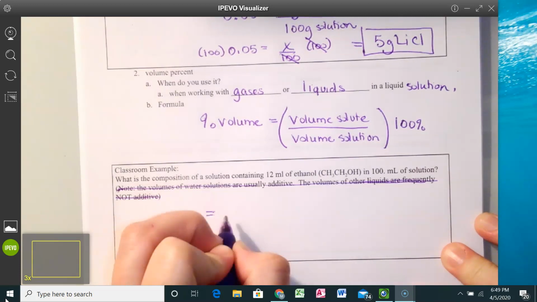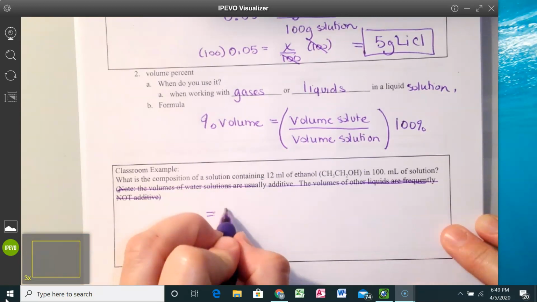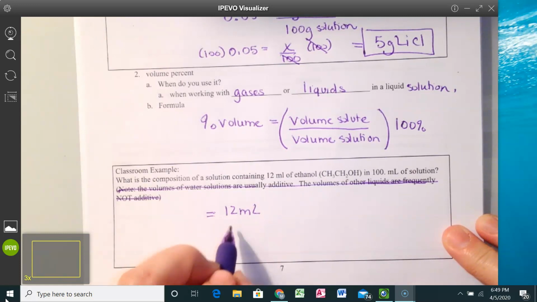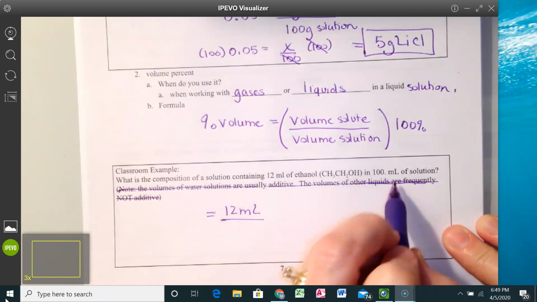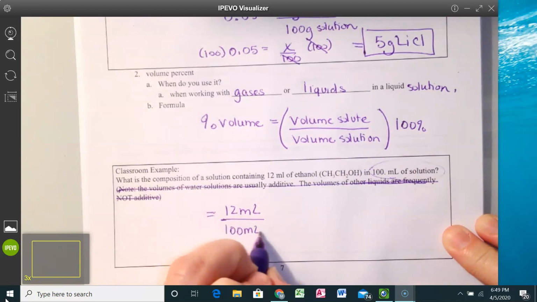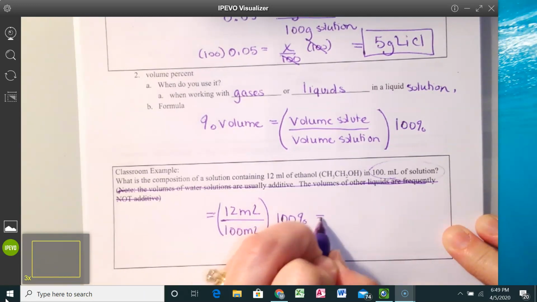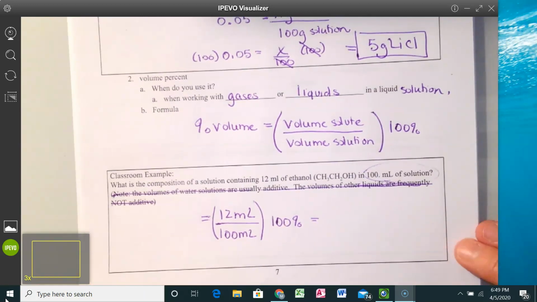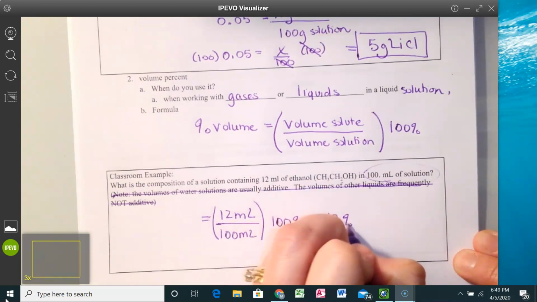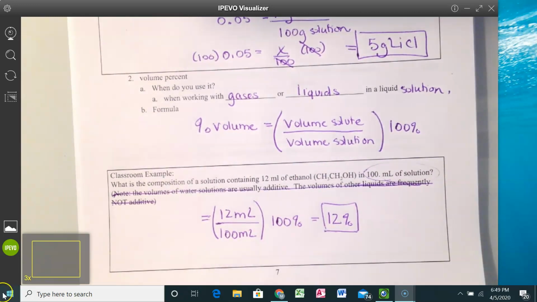If we have, and I'm using the formula that's right here above, 12 milliliters of my solute, which is my ethanol in this case, over, and it tells me that my entire solution's volume is 100 mils, and then I just simply want to change this to a percent. So very simple math. 12 divided by 100 times 100% becomes 12% solution. So that would be an example of a volume percent.